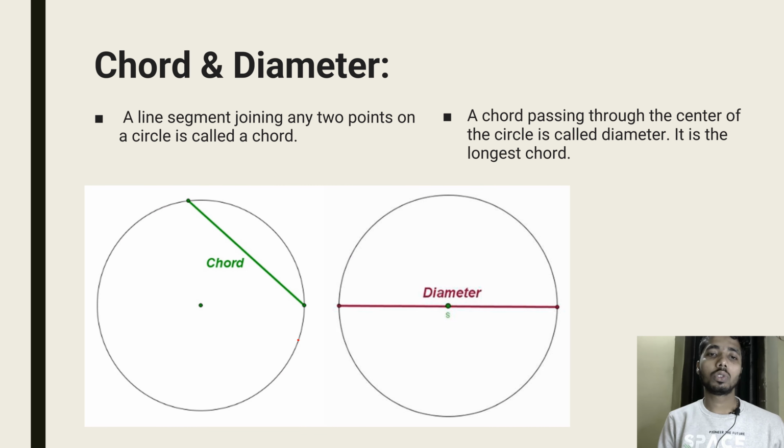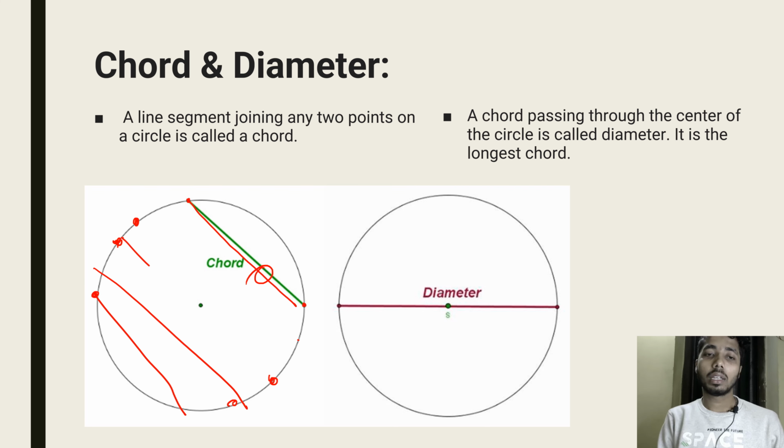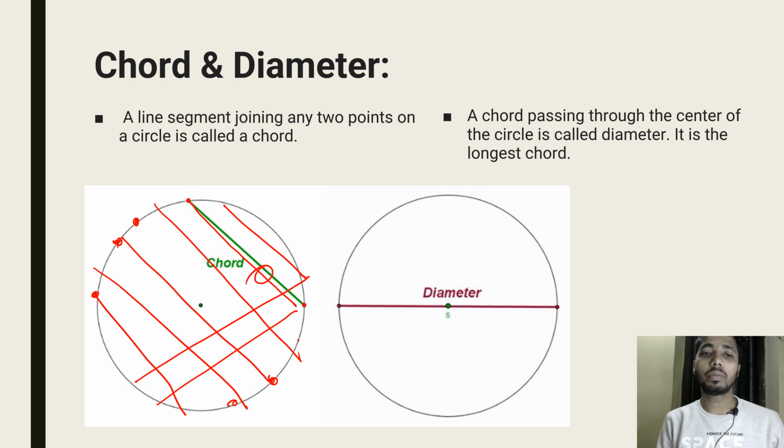Chord. Basically, when we join any 2 points on a circle, then this line segment is a chord. Now here is a question: how many chords can we draw on a circle? The answer is we can draw countless chords, because we can choose countless pairs of points on the circle. As you can see here, we can draw like this, and so many more.